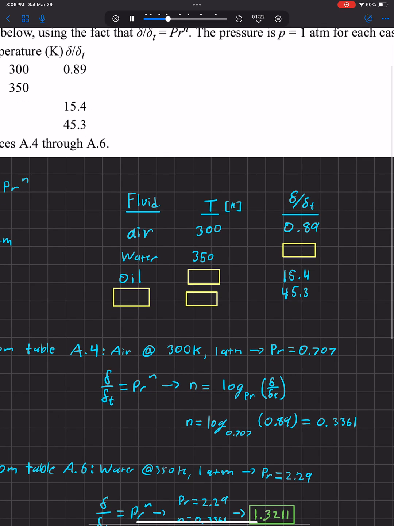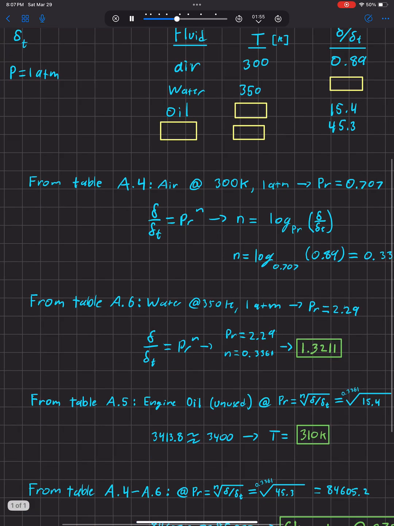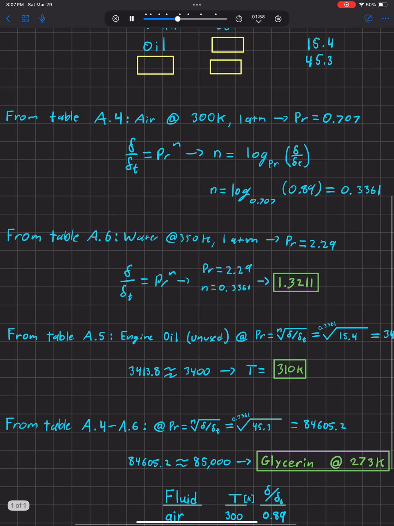So to begin, I'm looking at table A4, and I'm looking at air at 300 Kelvin at 1 atmosphere, which gives a Prandtl number of 0.707, and because we know that delta over delta T is equal to Prandtl number to the n, we can know that n is equal to the log base Prandtl number of delta over delta T. From the table, we have that delta over delta T is 0.89 for the air condition, again at 300 Kelvin and 1 atmosphere, and since we know that the Prandtl number is 0.707, again from table A4, we can find that n is equal to 0.3361, and this is the n that we'll be using moving forward.